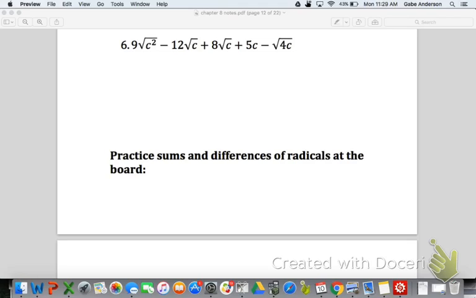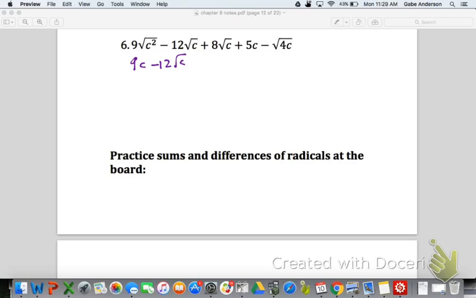Colby, could the first radical be simplified? Yeah, take out the c squared, just make it 9c. Yeah, so the first term really is 9c, so that's going to change things a little bit. Hunter, how about the second term? Could that be simplified? No, it's already as simple as it gets. I agree. So minus 12 root c.